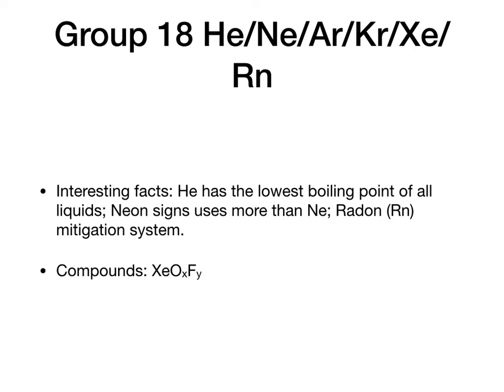All right, finally we come to group 18. These are the noble gases: helium, neon, argon, krypton, xenon, and radon. All these elements exist as single atoms, so there's not much to talk about their elemental form. However, there are some interesting facts about those elements that I'd like to mention. Helium, for example: liquid helium has the lowest boiling point of all liquids out there.